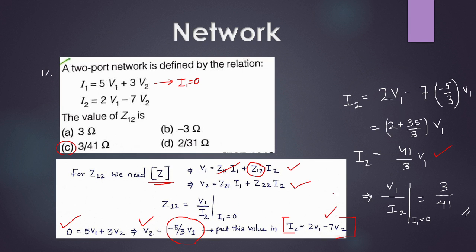So we need V1 by I2. V1 by I2 equal to 3 by 41. So this is the answer. C will be the answer.